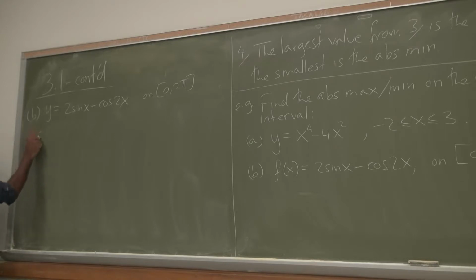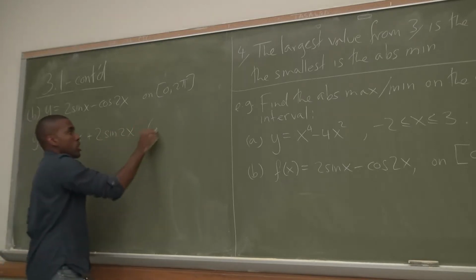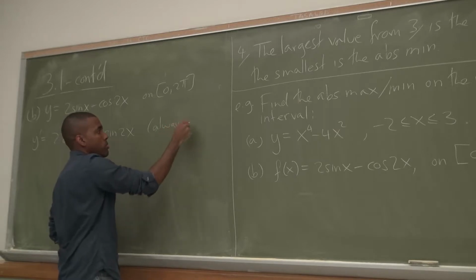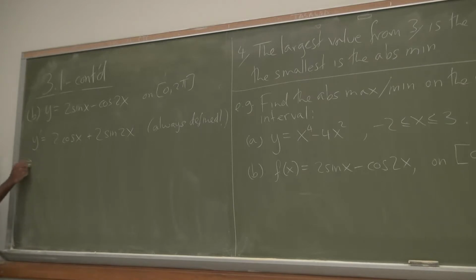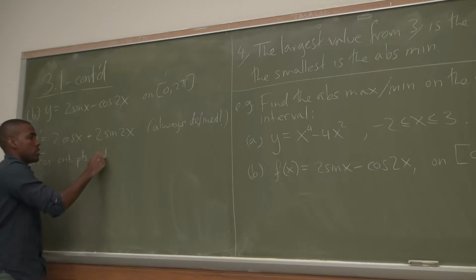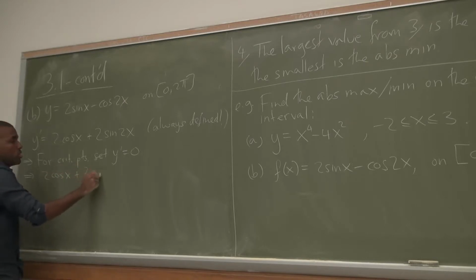Find the derivative. This is 2 cosine x plus 2 sine 2x by the chain rule, right? This is of course always defined, so we don't have to worry about undefined parts. So for critical points, set y prime equals 0. This means 2 cosine x plus 2 sine 2x equals 0. How do I solve that?